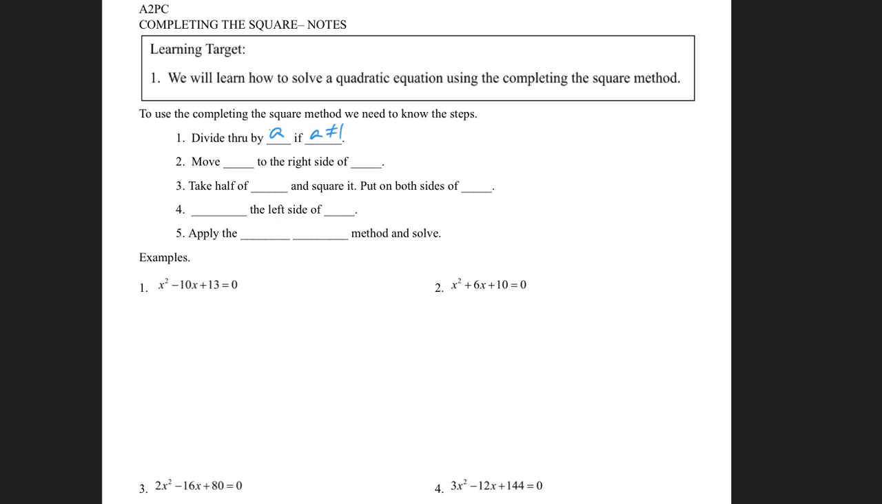But assuming we're going to use this method and we divide by A, or we have skipped that part, then you're going to move the C to the other side of the equation. And then once you do that, this third step is where this gets its name from. This is why it's called the completing the square method. You want to write the left-hand side as something squared. So you're going to take half of B and square it. And then you're going to add that to both sides of the equal sign to maintain equality. And we'll do each of these steps in the first example, and I'll label them as we do them.